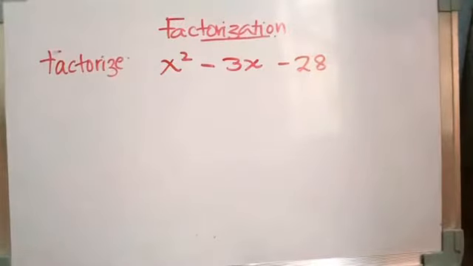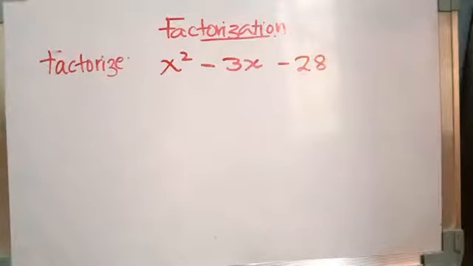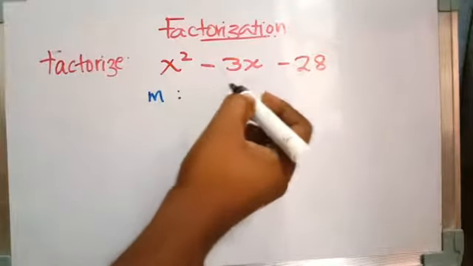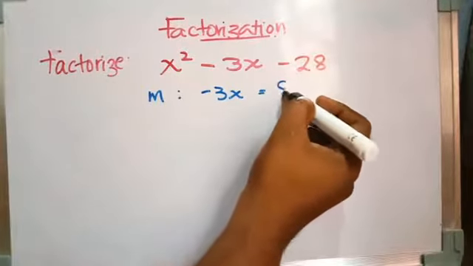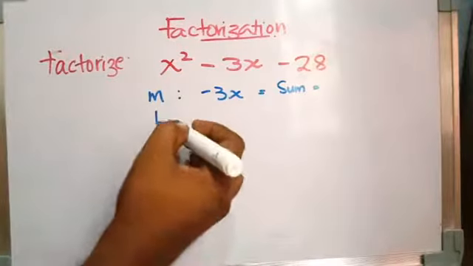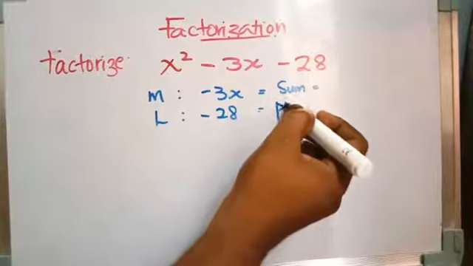Let's do one more question. Factorize x squared minus 3x minus 28. Here the middle term and the last term are both negative. So no worries, take the middle term. Your middle term is minus 3x. That should be the sum or difference. And the last term is minus 28. That should be the product.